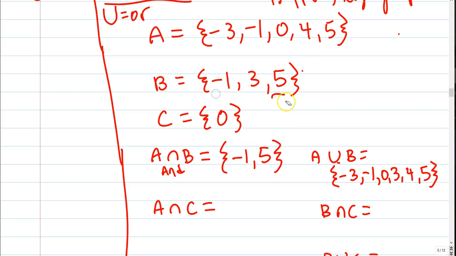What if I said A and C? Well, what do A and C have in common? The only number they have in common is 0. So it would be the set of numbers 0. What if I said B and C? Well, what do B and C have in common?